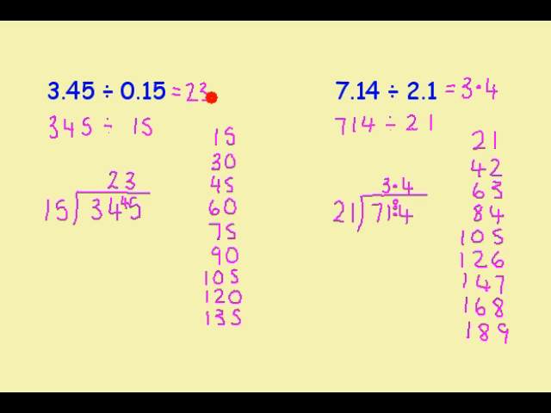In this one, I need to multiply by 10, I get 21. I need to multiply this by 10, and I get 71.4. I now set up my question with the 71.4 in the bus shelter, and I write out my 21 times table to help me. 21 into 7 doesn't go. 21 into 71, the closest I can get is 63, and that's 3 times 21. From 63 up to 71 is 8, so that's my remainder. 21 into 84 goes 4 times, which I write up here. I've already got the point in the right place, so my answer is 3.4.